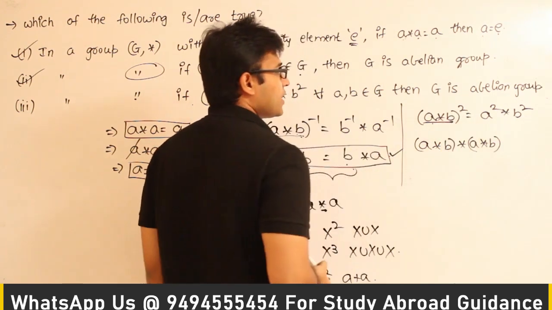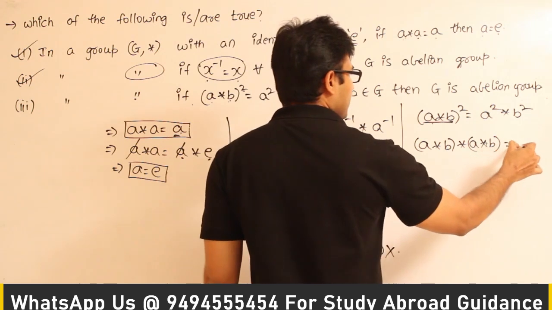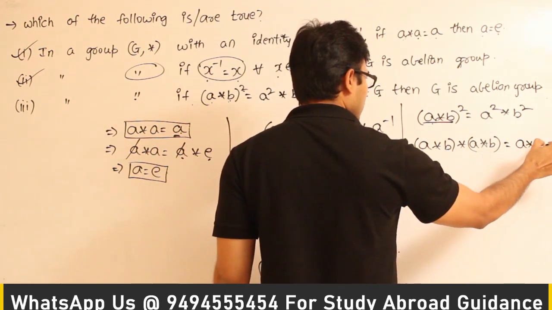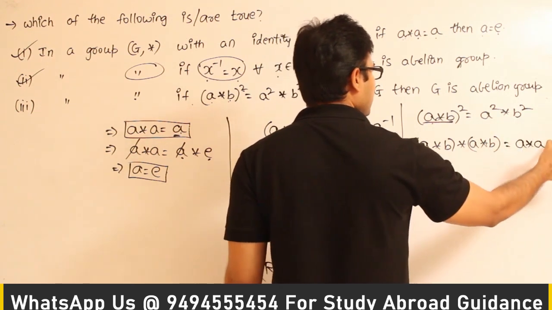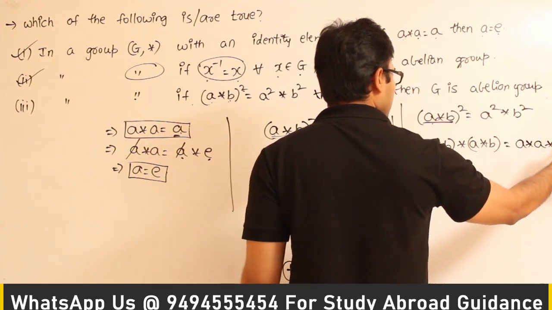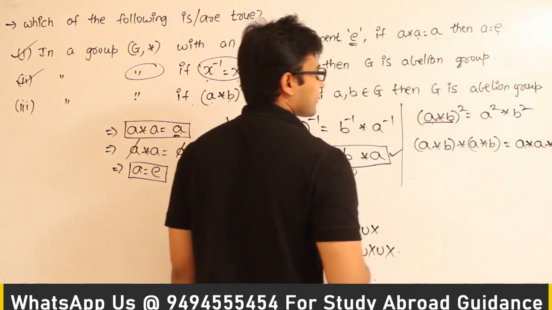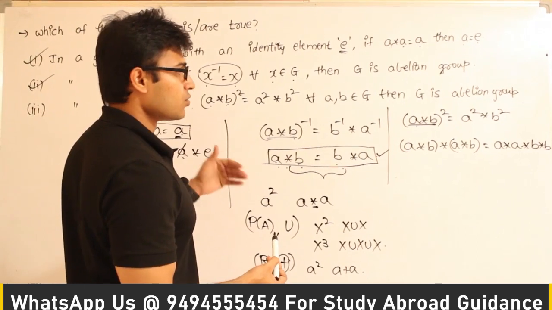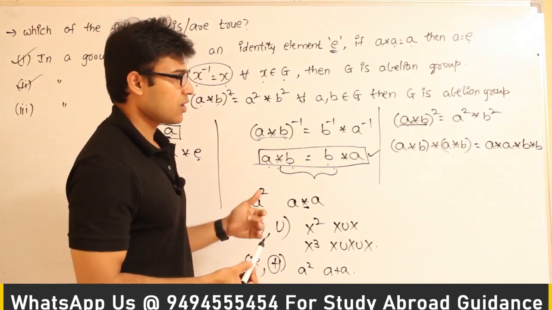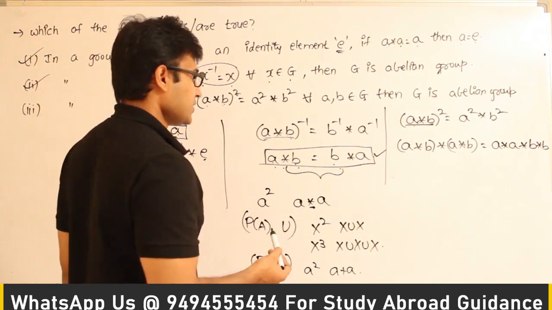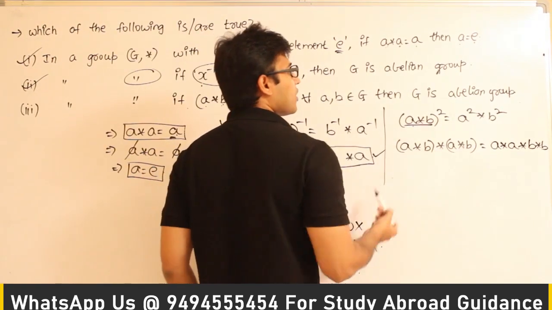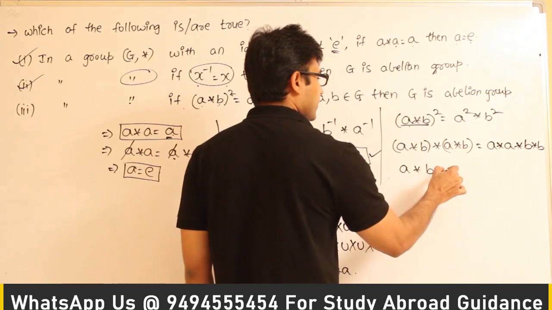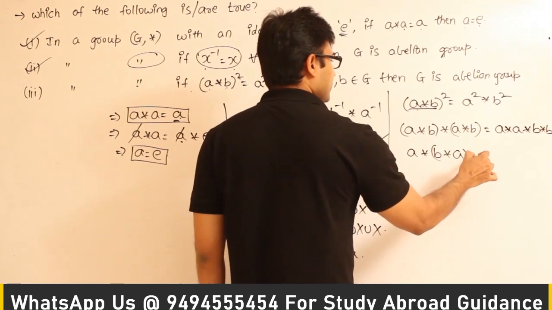This is the meaning of (a star b) whole square equal to, what is a square? A square is, you have to take a 2 times and apply star. And what about b square? You have to take b 2 times and apply star, right? And now we know that since it is a group, the operation star is associative, which means the order in which you apply the star is not going to matter. Therefore you can write like this, you can even write like this.